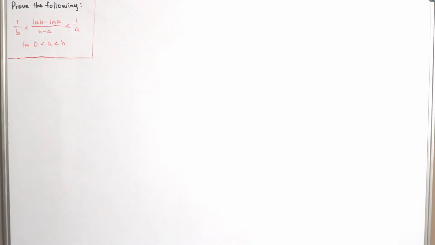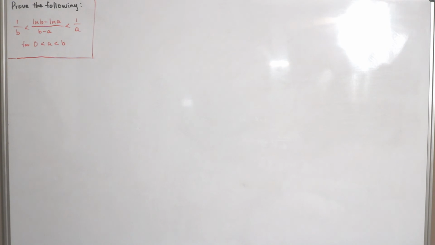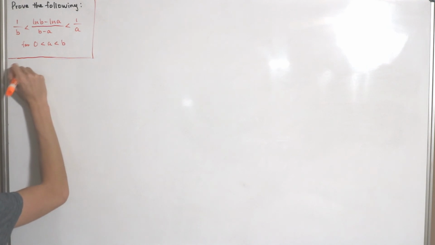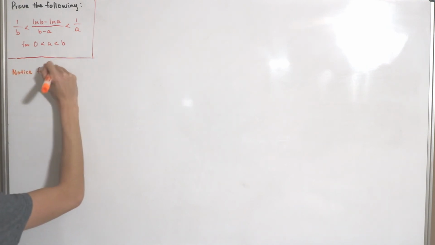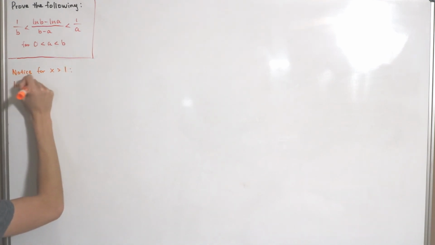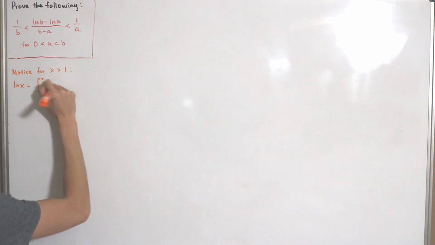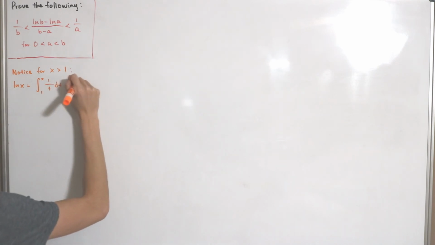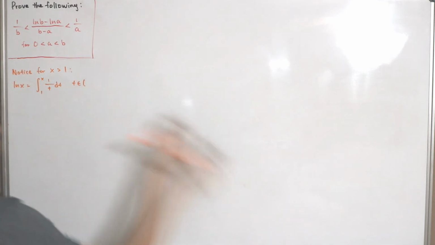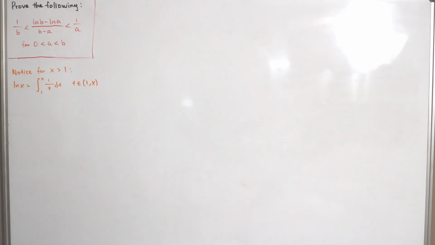To do this, I want to prove two cases: x is less than 1 and x is greater than 1. Let's start off with the first case, x greater than 1. Notice for x greater than 1, the natural log of x is equal to the integral from 1 to x of 1 divided by t dt. And t is an element of the open interval from 1 to x, with the condition that x is greater than 1.